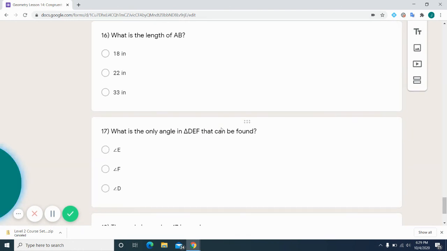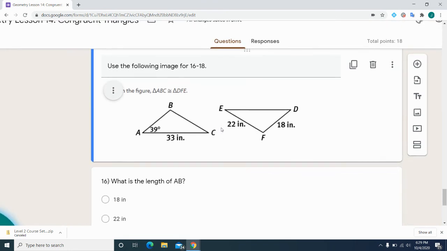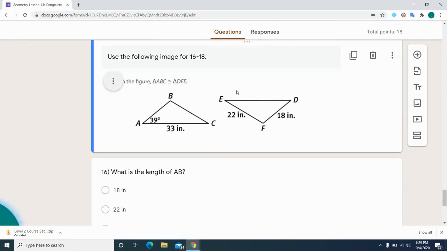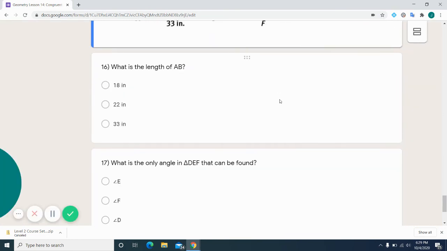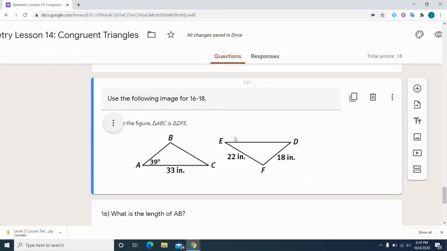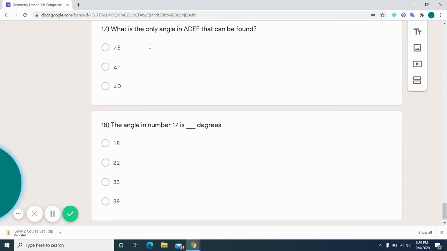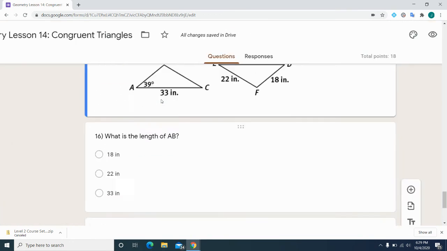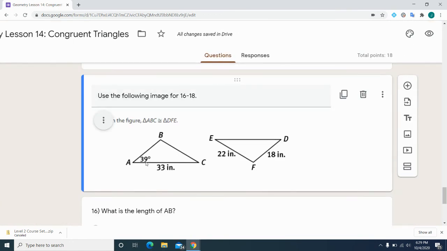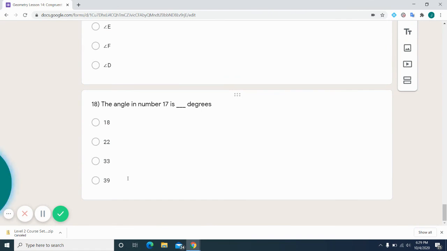What is the only angle in DEF that can be found? So triangle DEF. The only angle we know over here is angle A, and angle A corresponds to angle D. So angle A is 39, so over here angle D is 39. Okay, so what's the only one we can figure out? Angle D. So that's either EDF or FDE. The angle in number 17, this one right here, how many degrees is it? Well, angle D is the same as this over here, 39. So pick 39 degrees. So 39 degrees is your answer.